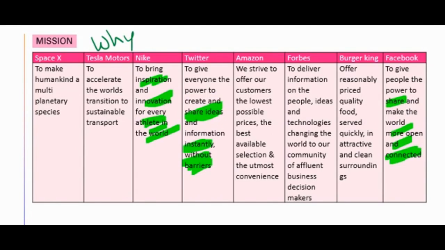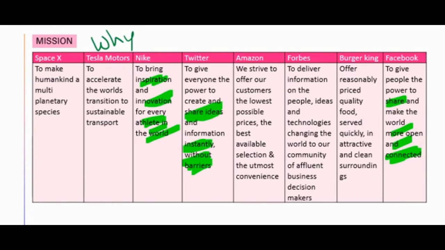So if you are creating a service or business which is useful for customers, where you are solving their problems, obviously customers will come to you and you can generate more revenue and profits, and these mission statements are clearly proving that point.